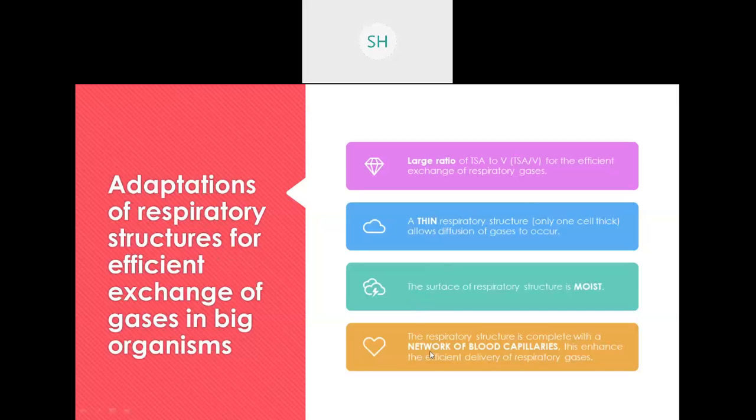And the last one is that the respiratory structure is complete with a network of blood capillaries. This enhances the efficient delivery of the respiratory gases. For example, under the skin of the frog, they have a network of blood capillaries which enhance the transportation of the respiratory gases to the other body cells.